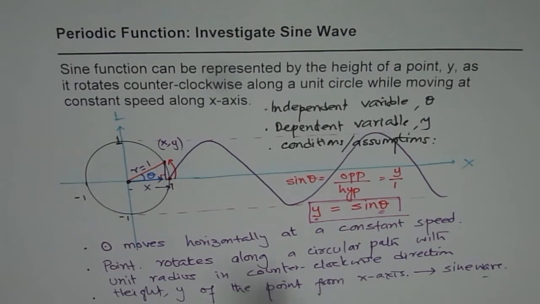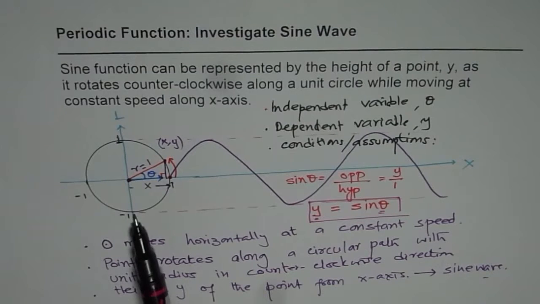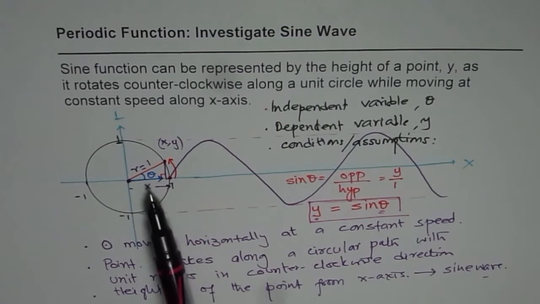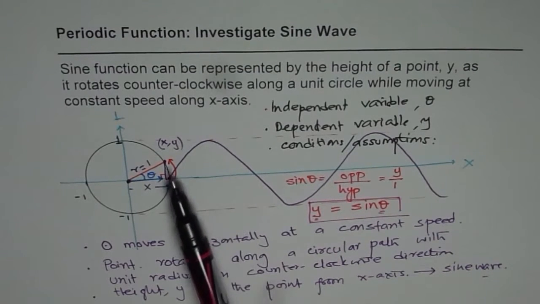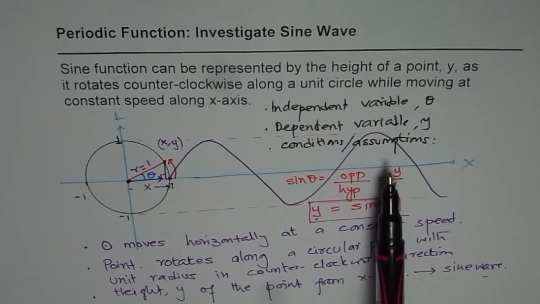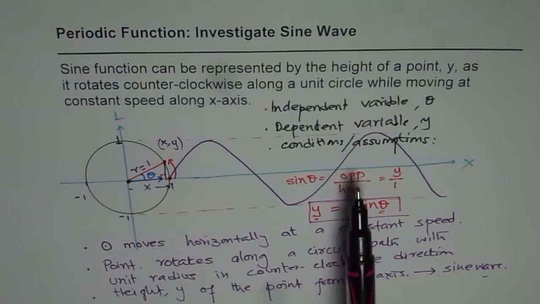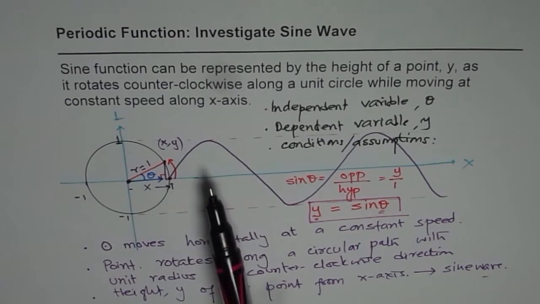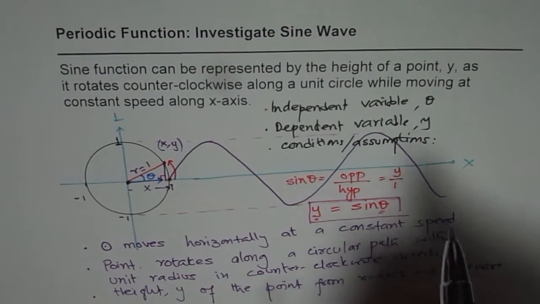I would like you to pause the video and write all the characteristics which you could from this given scenario, right? One could be that the maximum value for this could be 1, minimum is -1. Domain is all real numbers since it goes on forever. Range is from -1 to +1. Periodicity is what? Periodicity is the circumference of the circle, right? That is the periodicity, 2 pi r, correct? Therefore, in this particular case, the periodicity will be the circumference.